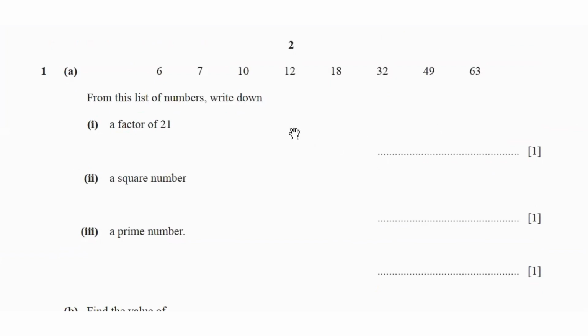Question 1 says that from the list of numbers, write down a factor of 21. So factors of 21 are 3, 7, 21, and 1. And as you can see, we have a 7 over here. Next, a square number. A square number is a number that you get by multiplying the same number twice. So for example, 2 times 2 is 4. Since we're multiplying 2 by itself, that gives us 4, so 2 times 2 is basically 2 squared. So in our list of numbers, the square number that we have is 49, because 7 squared, which is 7 times 7, is 49.